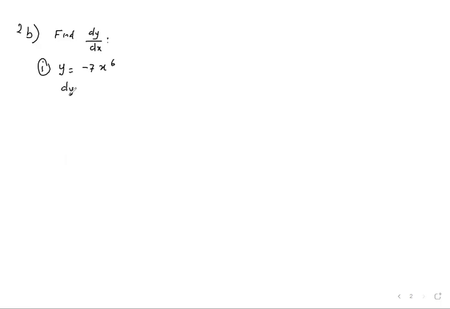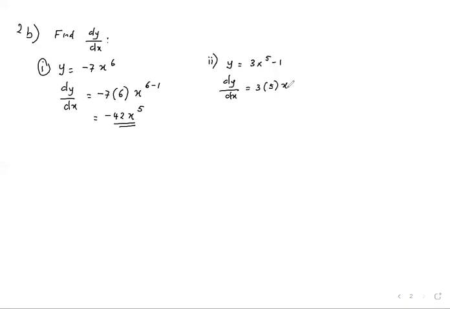So we are saying dy dx by power rule, -7 is there, and then from x power 6 we drop the 6, which is the n, which is the power, and from it we subtract a 1. So we get -7 by 6, that is -42 x power 5. That is dy dx. Part 2, y is equal to 3x power 5 minus 1. We would say dy dx is equal to 3 by 5, x power 5 minus 1, minus 0, so that you have 15x power 4.